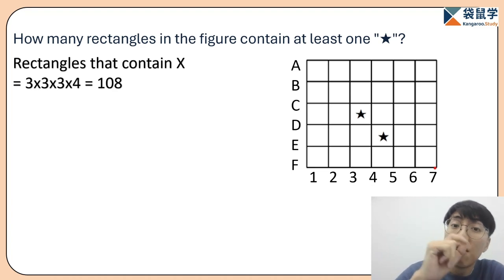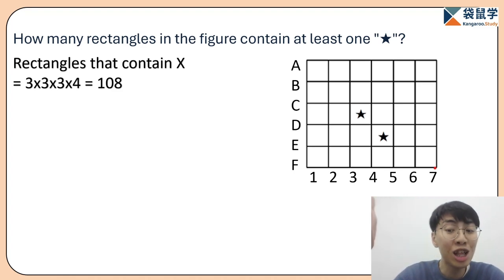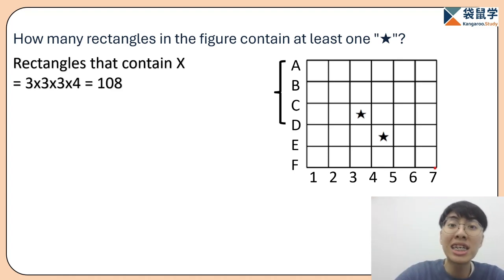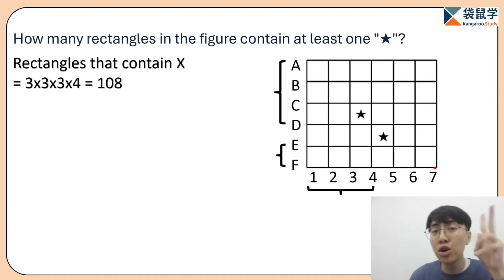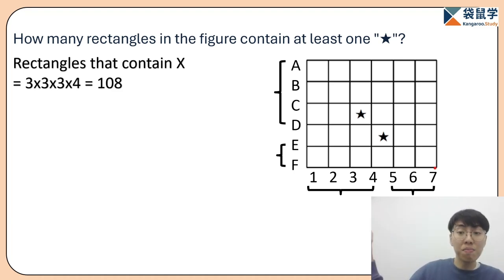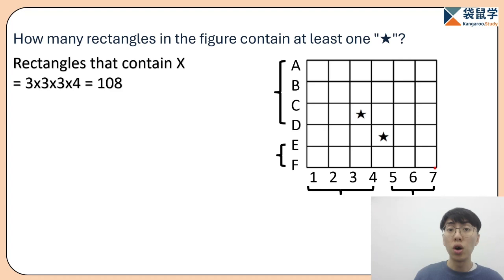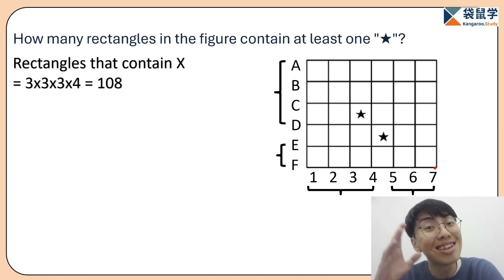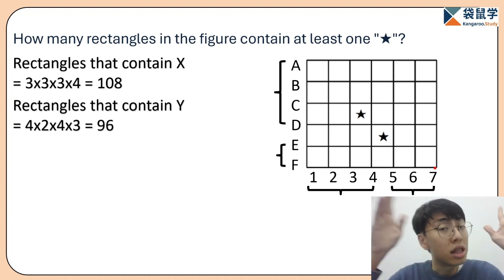We want to find rectangles that contain y. Again, we look at the top: A, B, C, and D, 4 of them. Below, E and F. Then to the left, 1, 2, 3, and 4. To the right, it is just 5, 6, and 7. So those rectangles that contain y will be 4 times 2 times 4 times 3 for an answer of 96. But that is not all.